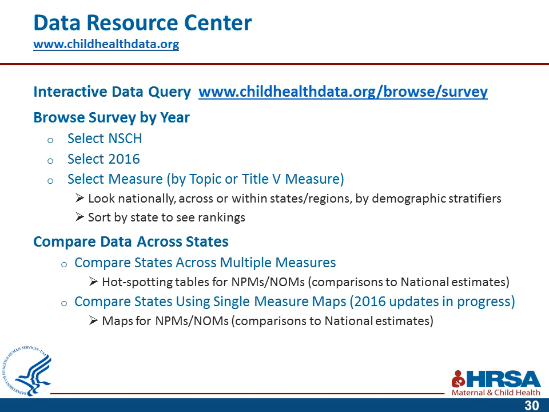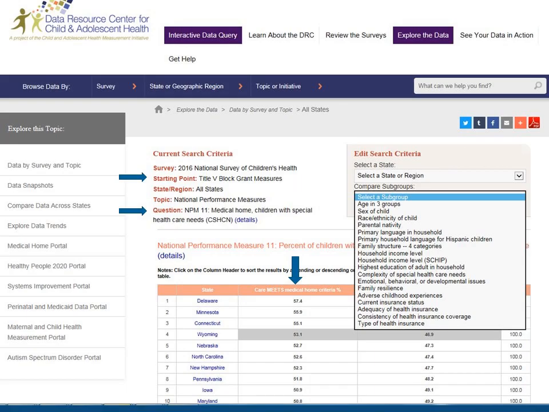And so you can browse the survey by year and select measures and look nationally, across or within states and regions, by demographic stratifiers, and sort by state to see rankings. And you can compare data across states, across multiple measures. They have these hot spotting tables. I think I have a couple slides coming up that will show these two features. So here's an example of where you can select a measure and look at all of these different types of demographic stratifiers, and then you can sort by state to see different rankings as well.